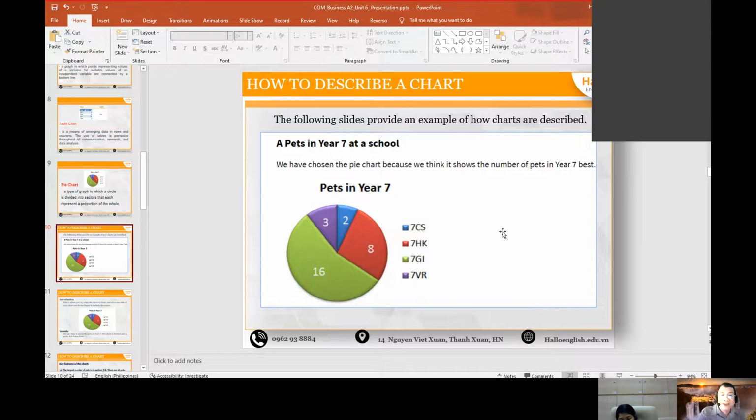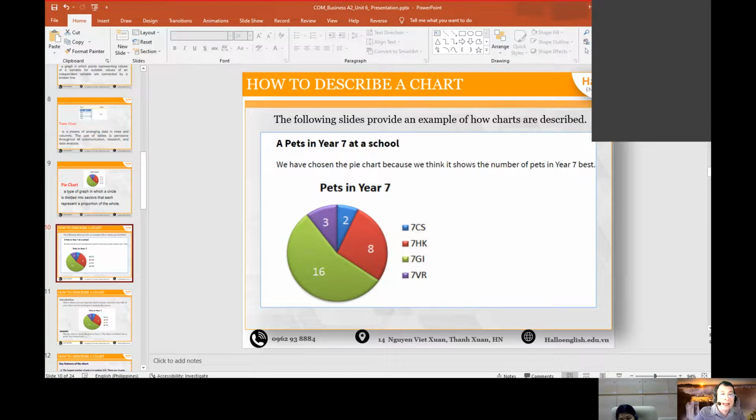Okay? That means in year 7, because this one is 7 years, 7 years. Okay? And we can also tell that in that 7 years, there are only 3% of the 7VR. Okay, and out of 7 years, there are only 2% of the 7CS. And out of the 7 year, there are only 7HK that has, okay? And then what about the 7GI? It has 16, okay?